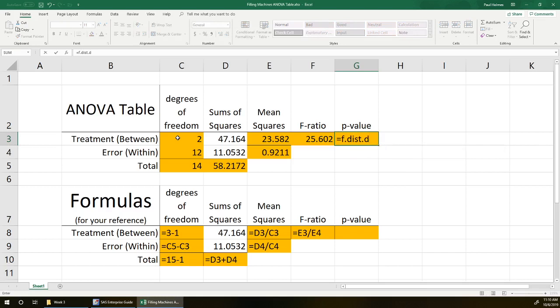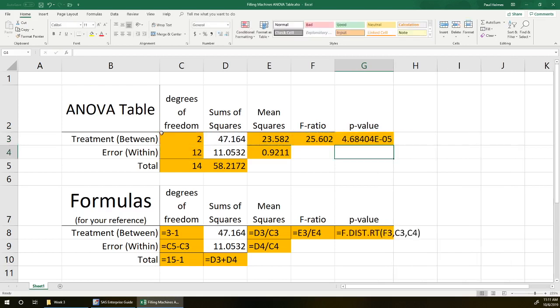the formula F.DIST.RT, because we want the right tail of this distribution. We're only interested in high extreme values of our F statistic. We need 3 arguments, the F ratio that we calculated, and the 2 degrees of freedom, starting with the between and the within degrees of freedom.